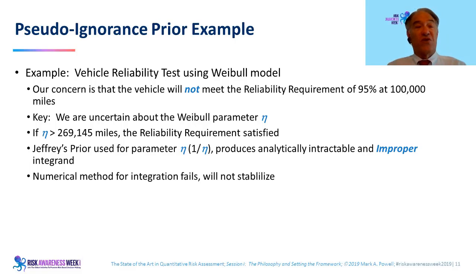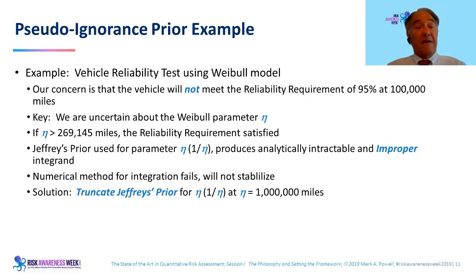So what we use is a pseudo-ignorance prior. And to do that, we simply truncate the Jeffreys prior way out at the far right end. Say, for example, at 1,000,000 miles. It's very rare to hear of a vehicle that goes over 1,000,000 miles. It's even rarer to hear that a vehicle manufacturer will warranty past 1,000,000 miles.